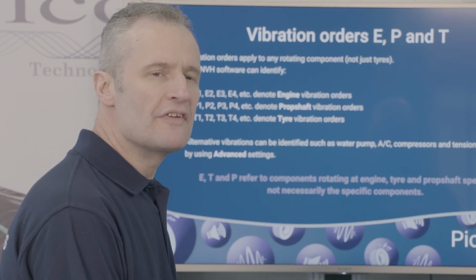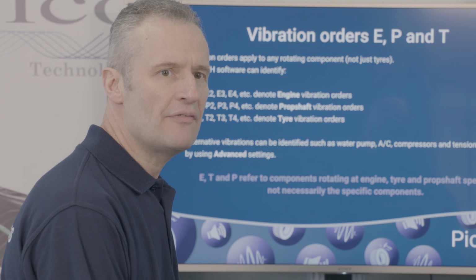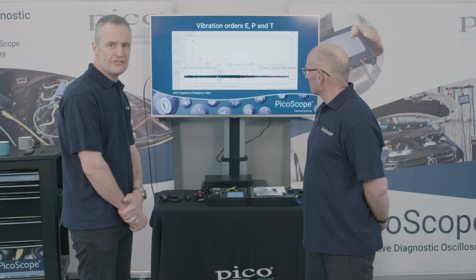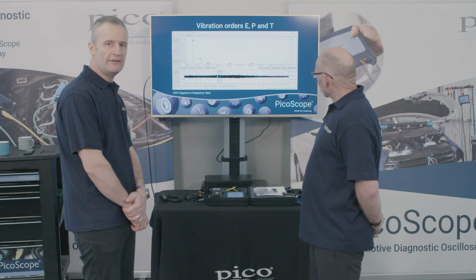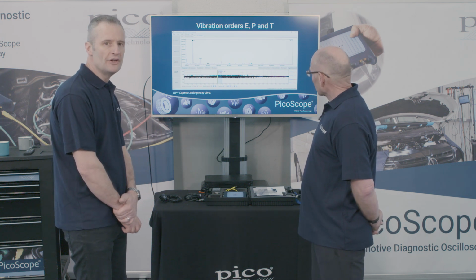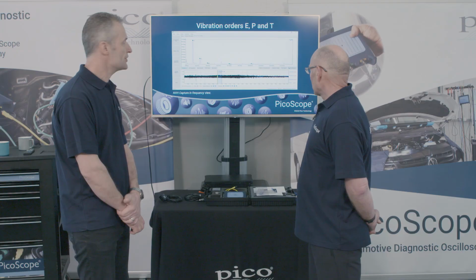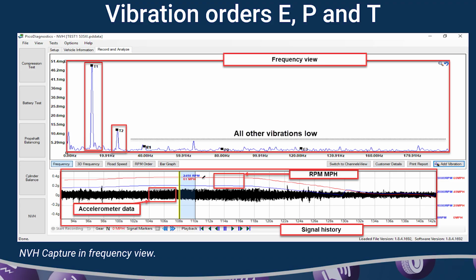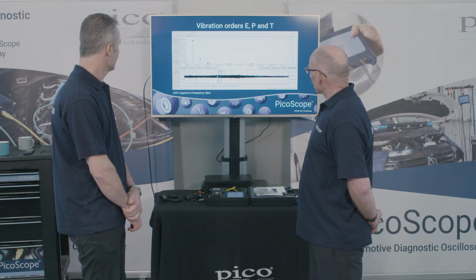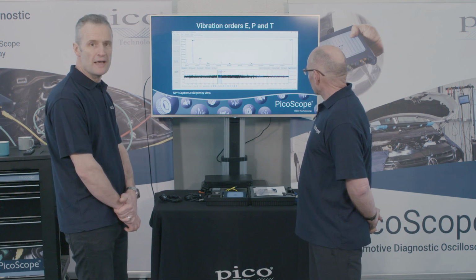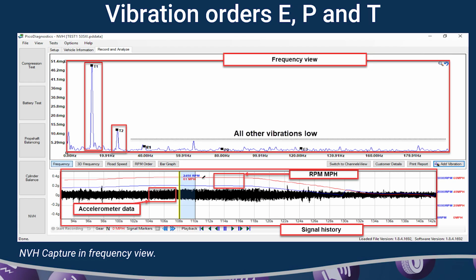So what does that look like in the software? E, P and T vibrations. Well, here's the frequency view of NVH. So if you'd carried out a road test with this vehicle and you'd had a first order vibration, there it is, T1. That's a high amplitude vibration at 46 milli-g. That's considerable. We can see there that we've got RPM and miles per hour graphed in the signal history at the bottom. The thick black line there, that is the activity from the accelerometer.